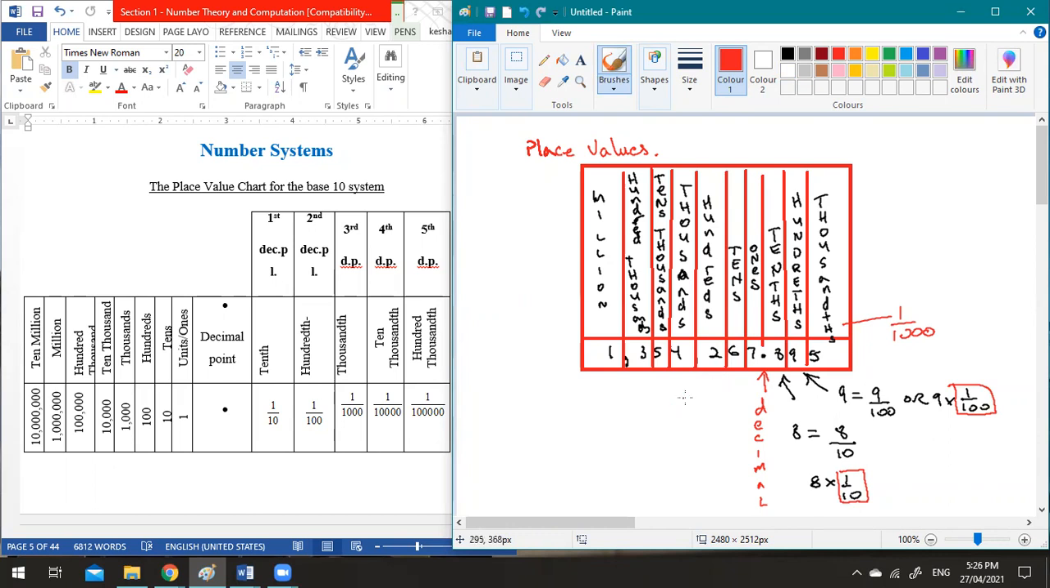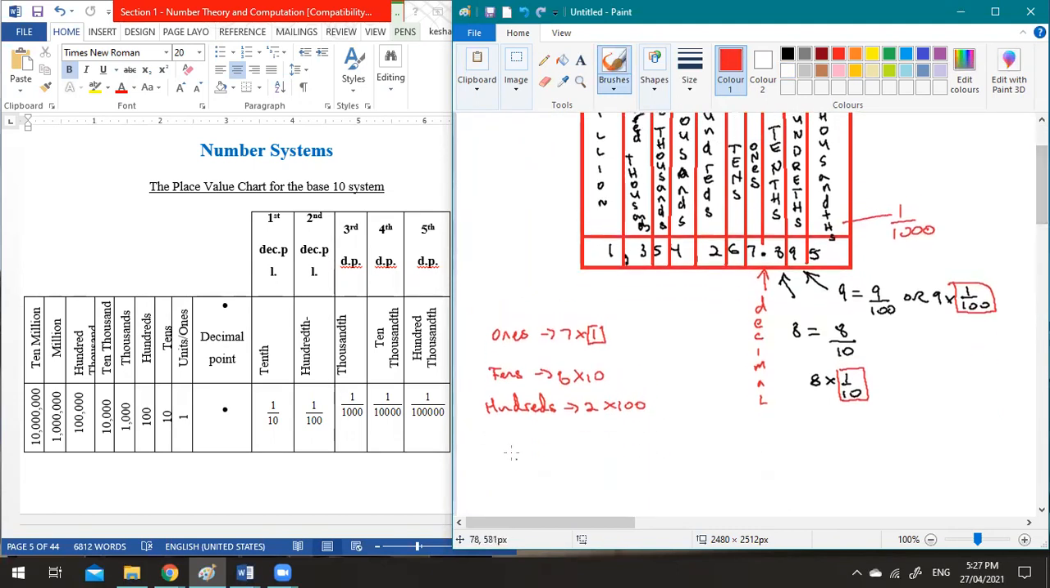The ones, the 7 is multiplied by 1. So that is where we get the ones from. The tens, the 6 in this case, 6 by 10. The hundreds is 2, so 2 by 100. And so on, right? So thousands is 2 by 1,000. Sorry, not 2. What's the value for thousands? 4. So 4 by 1,000.